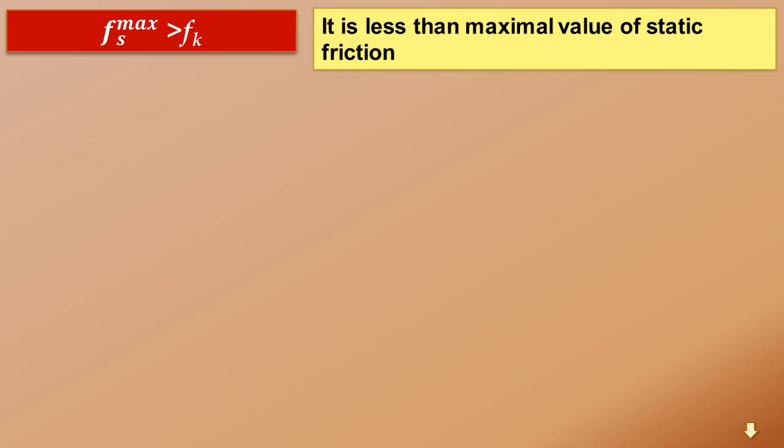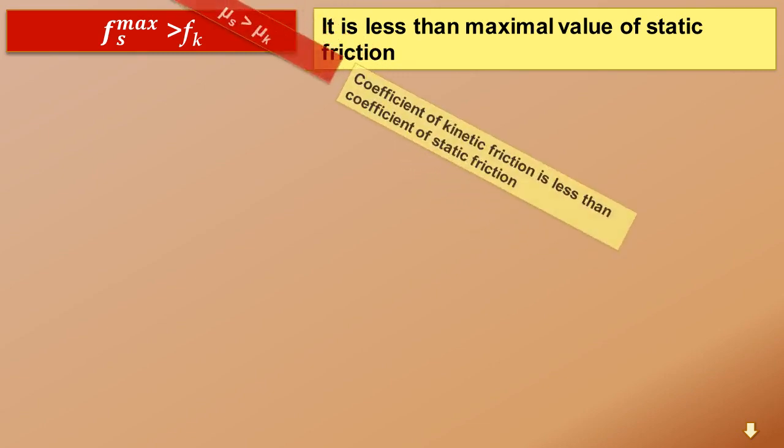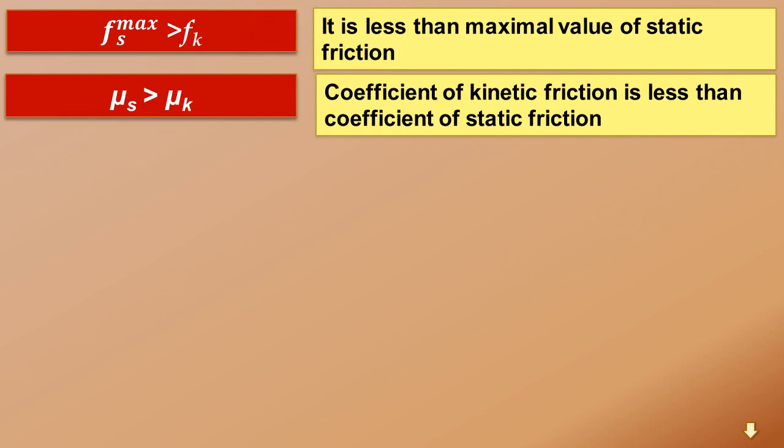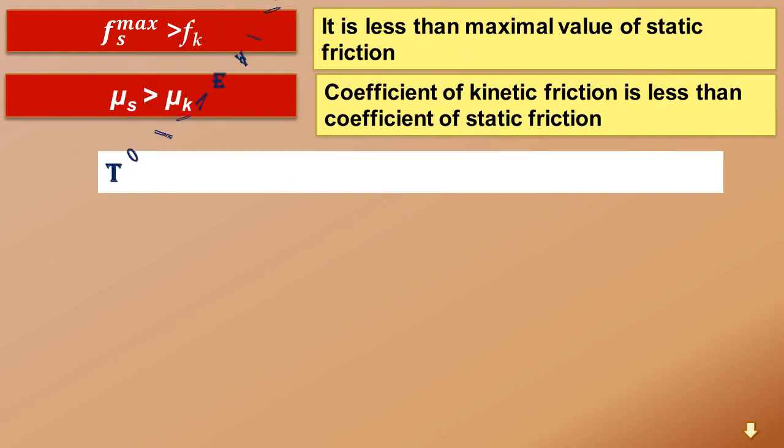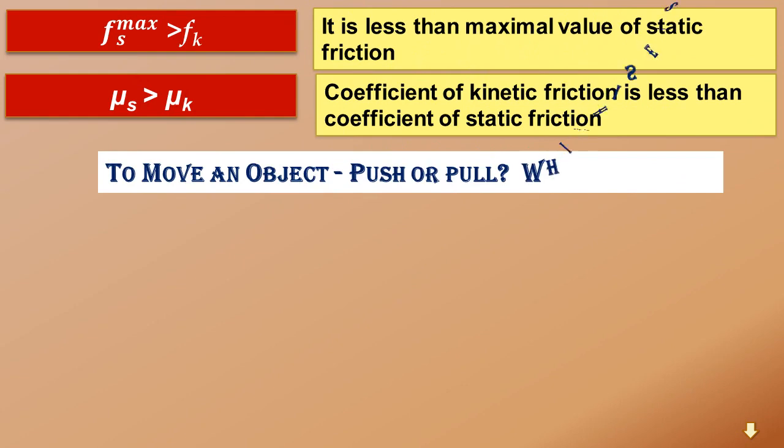Fs max is greater than Fk in static friction, and in kinetic friction it is less than the maximal value of static friction. Mu s is greater than mu k: the coefficient of kinetic friction is less than the coefficient of static friction.